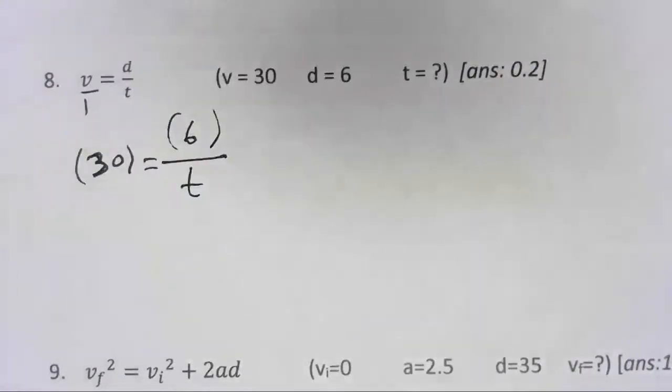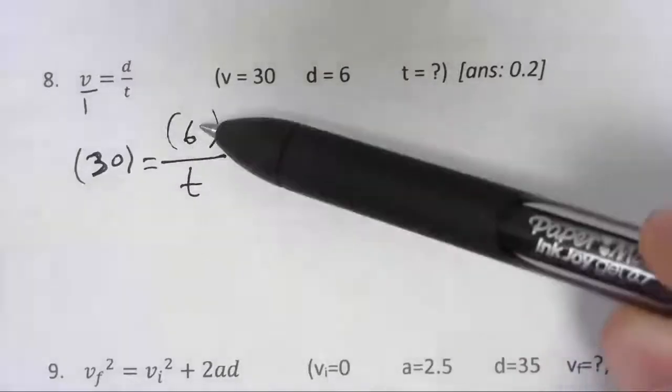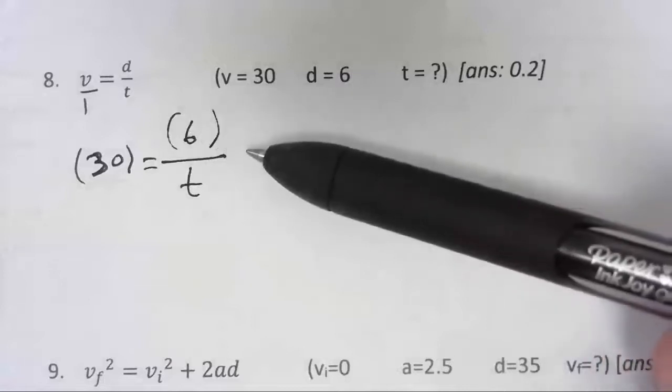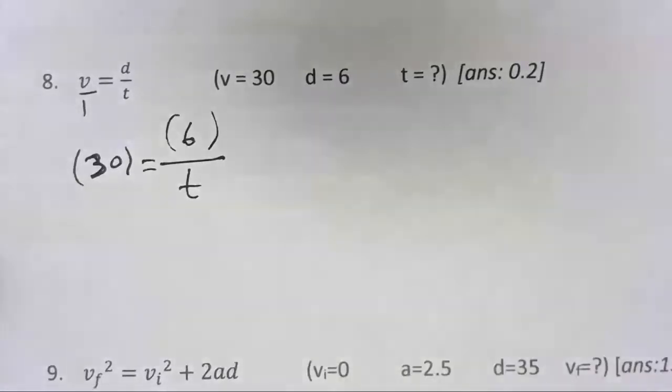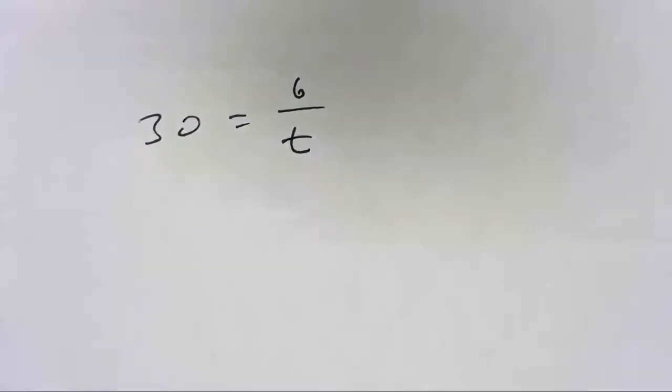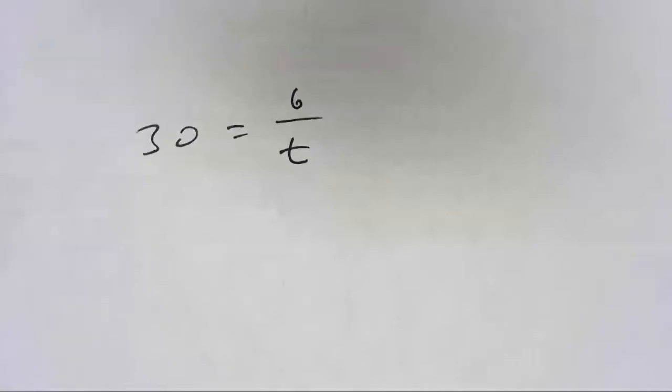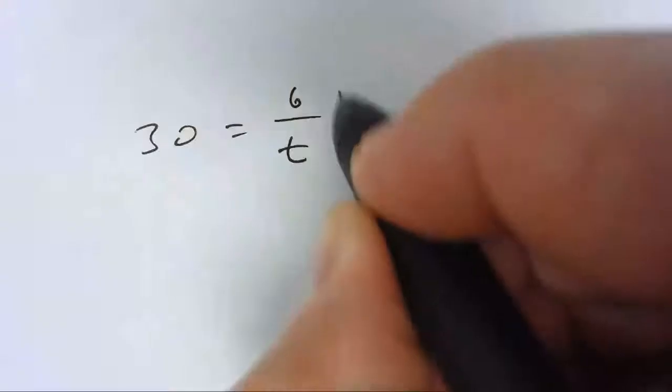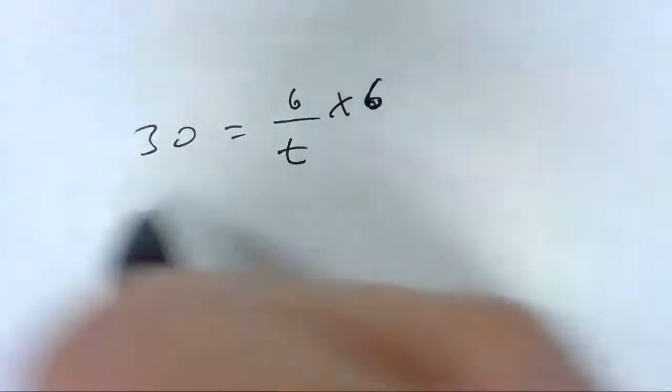Now this right here, pay attention to this. This is the absolute most missed algebra operation in this class. Because many people think, okay, well, these are divided, so I'm going to multiply by 6 to get rid of it, right? So let me just show you what not to do here. If I have 30 equals 6 over t, if I multiply by 6 on both sides, remember what I told you, as long as you do the same thing on both sides, it's not wrong. But notice, it doesn't give you what you want.